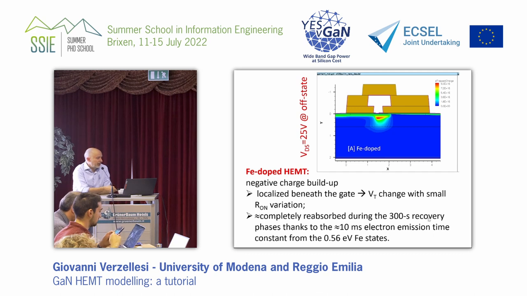In iron doped HEMT, I just comment on this. The negative charge buildup is localized beneath the gate, VT change with small Ron variation. And the electrons come from the source. So it is source to drain punch through current, leakage current, that provides the charging mechanism for iron traps. Another point here is that this kind of trapping can be completely reabsorbed during a typical step stress experiment, where after each stress step there is a recovery step, if this recovery step is long enough, because the emission time constant of iron is a few milliseconds.